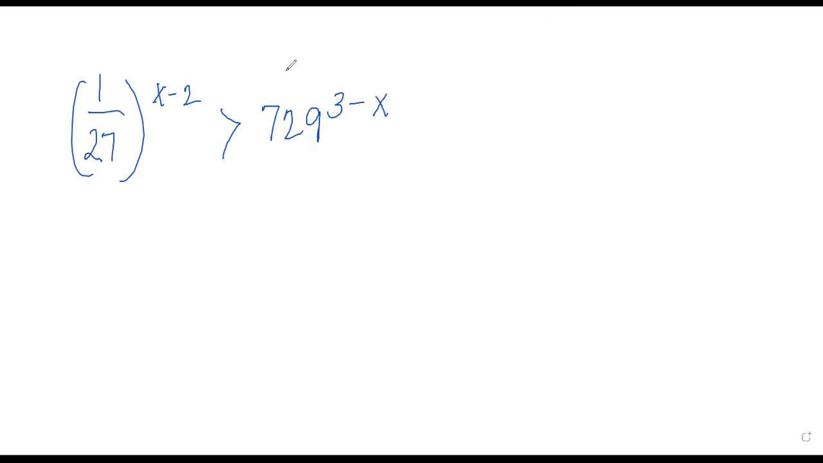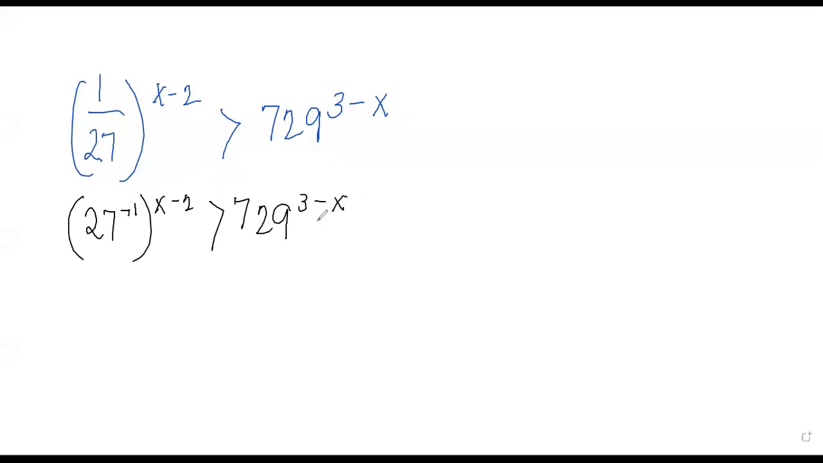So, ano yung una natin gagawin? Since si 27 ay nasa baba, all we have to do is to reciprocate that using the law of exponent that we have earlier. So magiging 27 raised to negative 1. Tama? So, x minus 2 is greater than 729 raised to 3 minus x.